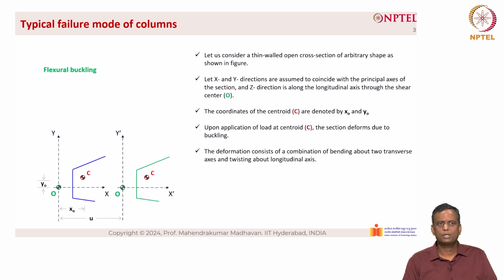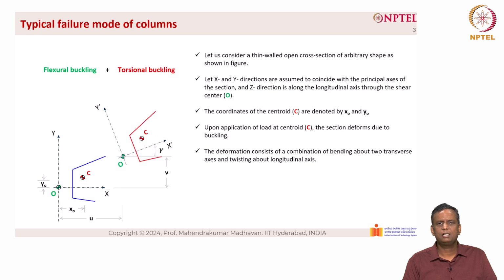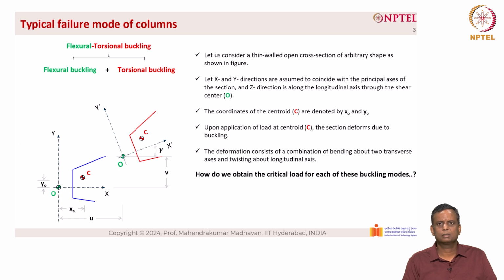So the first one, as you can see, is flexural buckling about the y axis. The next one is flexural buckling about the x axis, and the third one is the torsional buckling about the z axis. The combination of flexural buckling and torsional buckling leads to what is known as flexural torsional buckling. How do we obtain the critical load for each of these buckling modes? We know that for flexural buckling, P critical is pi square EI by KL the whole square. Whereas what is P critical for torsional buckling and what is P critical for flexural torsional buckling?